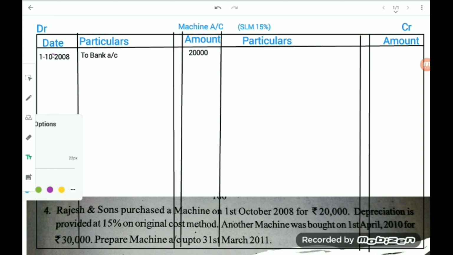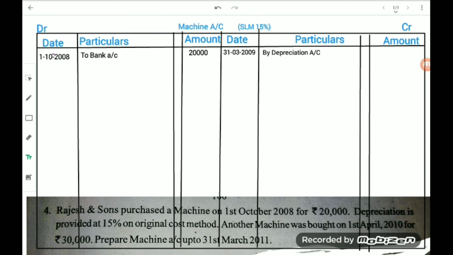In brackets, for your better understanding, I have also written the straight line method and 15%. Otherwise we can write it as the original cost method. Both names are the same. So we calculate the depreciation. See, on 31st March 2009, the first year starts from 1st October 2008 to 31st March 2009. As mentioned in the question, prepare the machine account up to 31st March, so our year ends on 31st March every year. So for the first year it is 6 months.